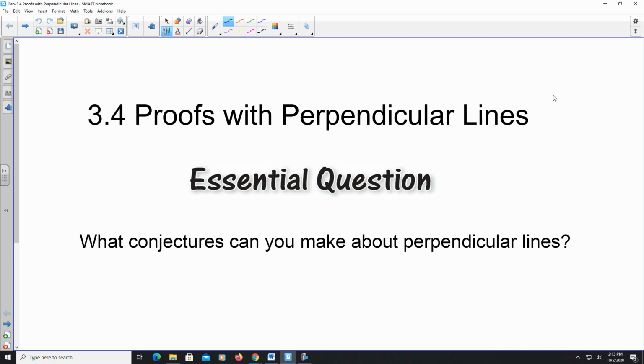In this lesson, we're looking at section 3.4, where we're going to look at proofs with perpendicular lines. First, we're going to look at some different relationships to perpendicular lines. We're also going to look at how to construct a perpendicular line. And then we're going to look at theorems that are going to help us prove certain lines are in fact perpendicular. Okay, so before we get started with any of these, anytime we're dealing with perpendicular lines, we're looking at the intersection of two lines and they intersect at a 90-degree angle.